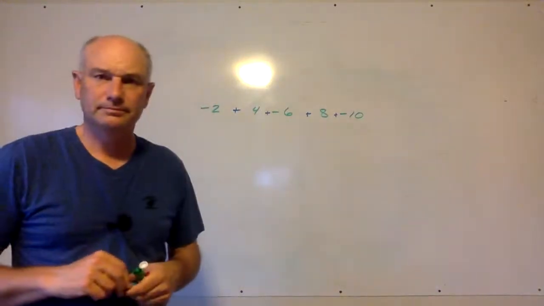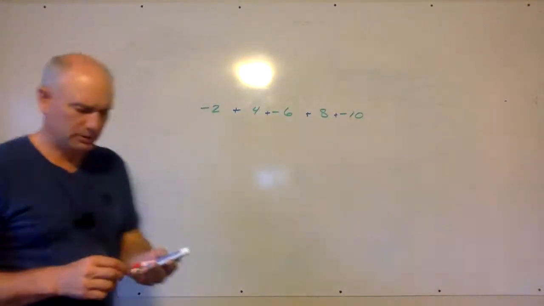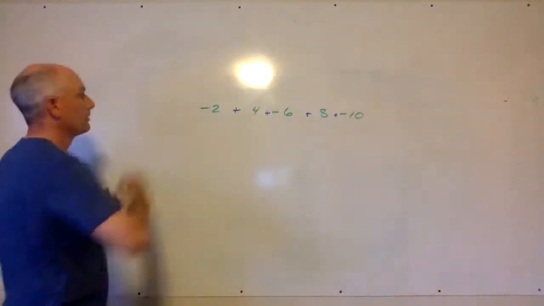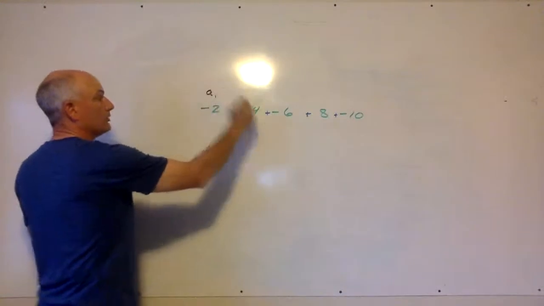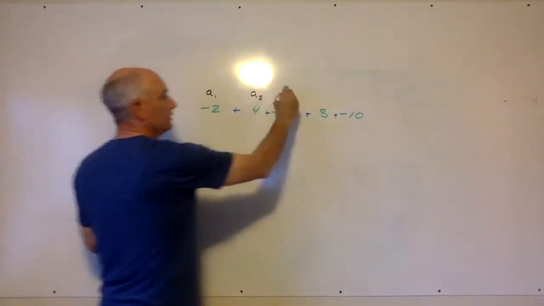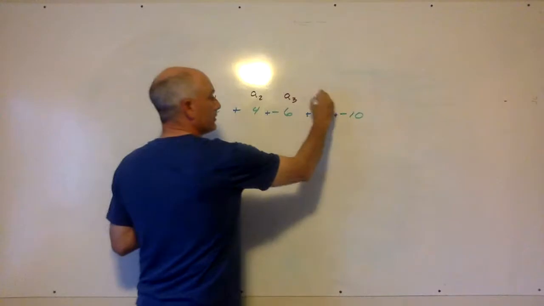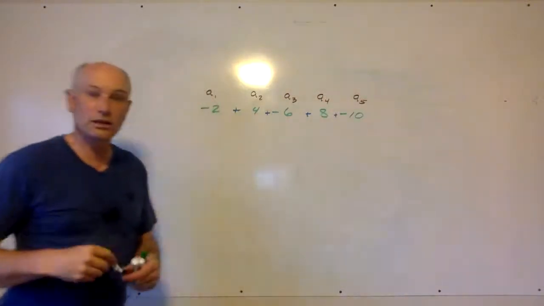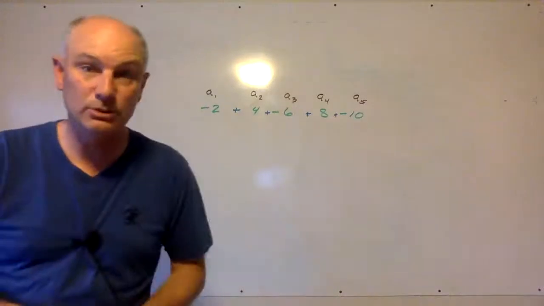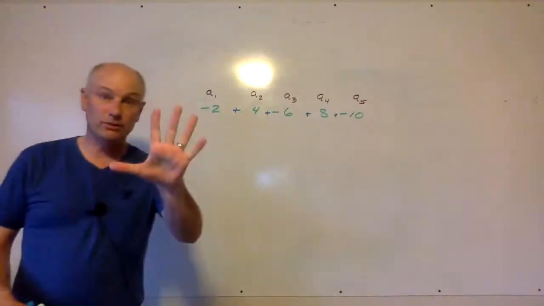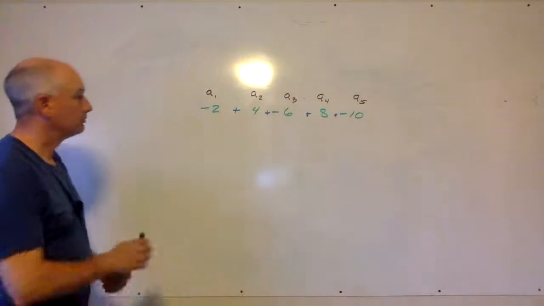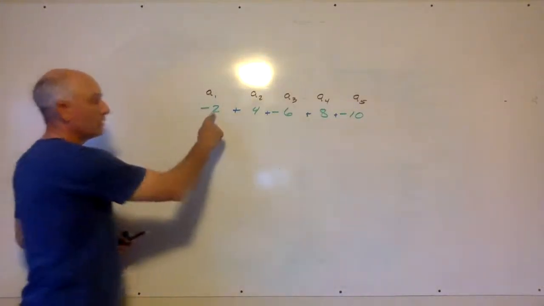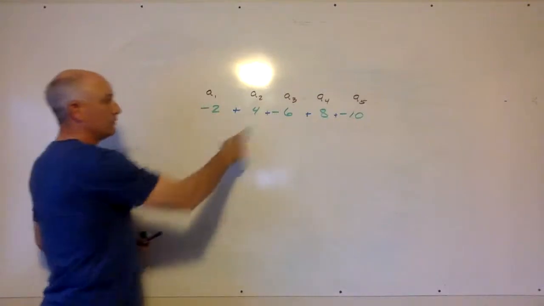Now, think of the explicit rule here. Keep in mind that the terms: you have a sub 1 or first term, a sub 2, a sub 3, a sub 4, a sub 5. So there's some things we can get right away, even before finding that explicit rule. We have 5 terms. Now, in the explicit rule, is there a way that we can go from -2 to 4?